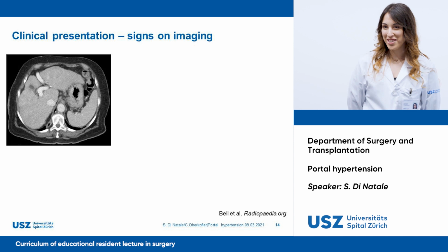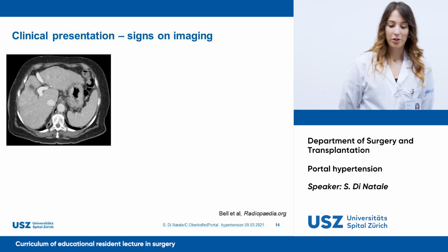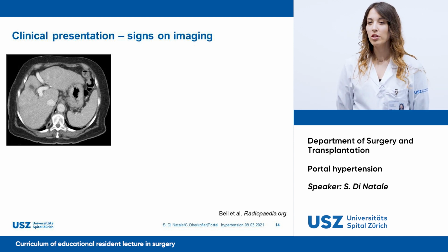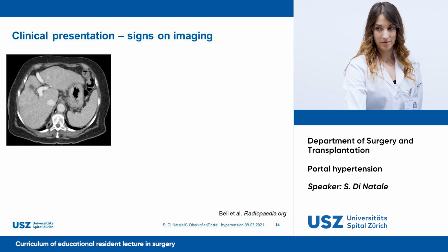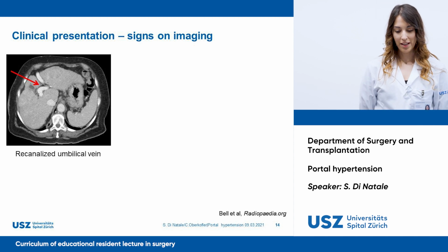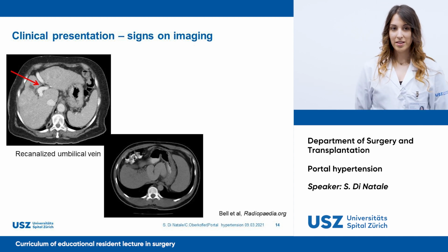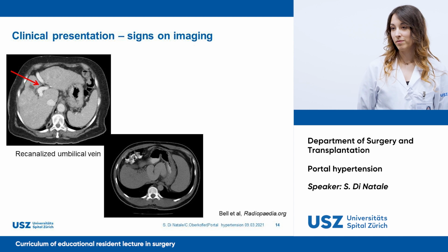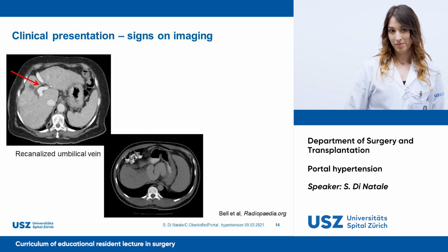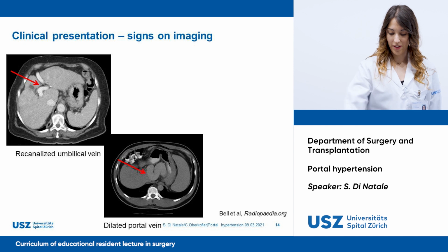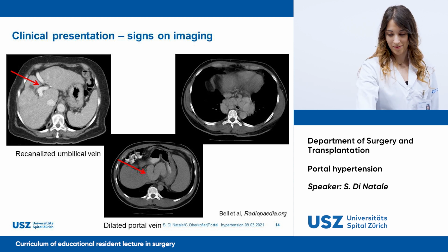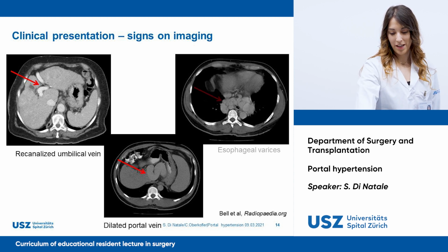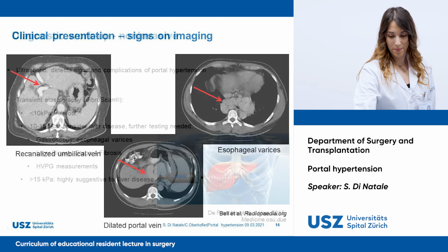I have another question. What kind of changes due to portal hypertension are shown in these images? This is a recanalized umbilical vein, maybe the second one. The dilated portal vein, and the third one. Esophageal varices. Right, esophageal varices.